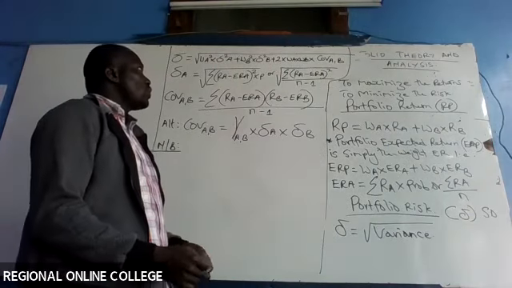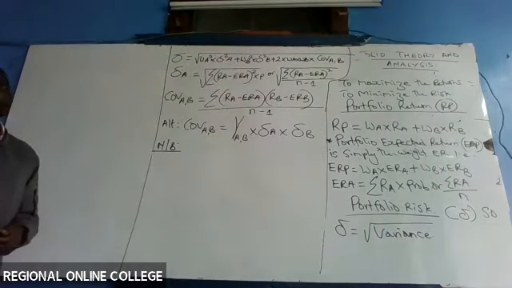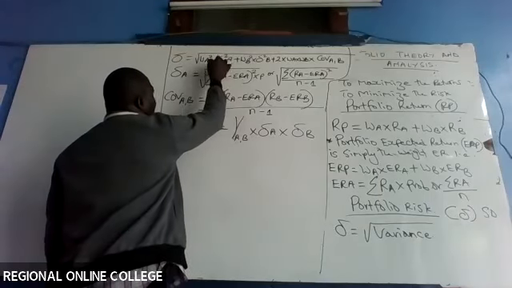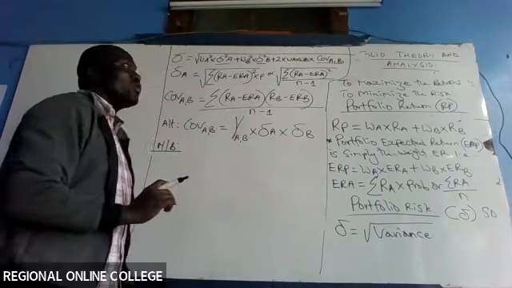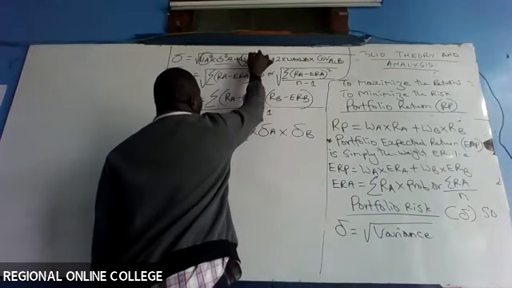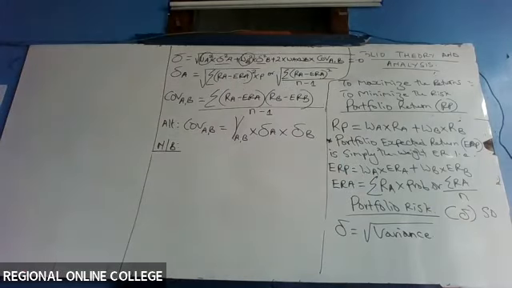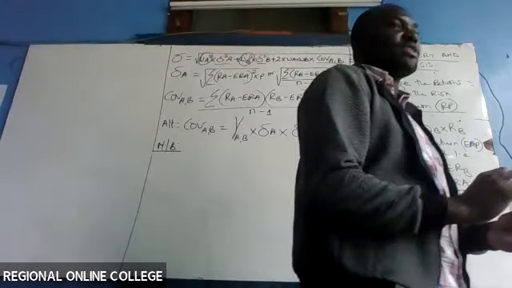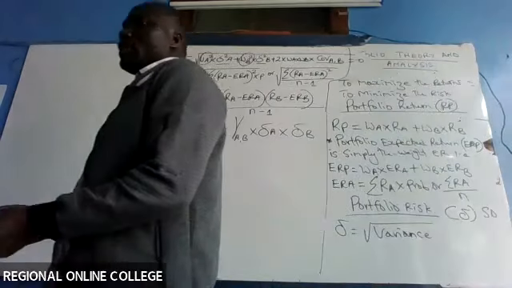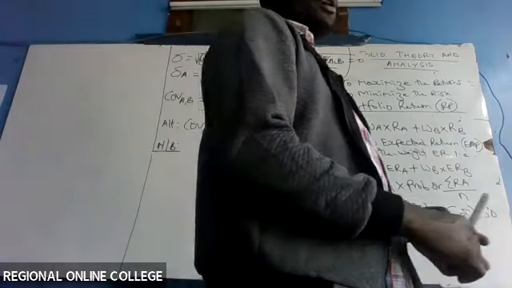So, to determine the weights of the two asset portfolio, what I'm trying to drive at is this. Sometimes the examiner gives you a story to get the variance of A, variance of B, and the covariance of A and B. Then asks, what should be the weight of A and what should be the weight of B where the standard deviation of the portfolio is minimized? So determine the weights of a two asset portfolio at which the risk is minimized. We simply use the minimum weight formula.